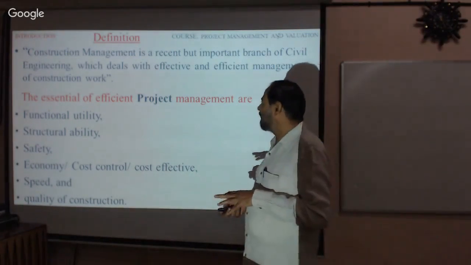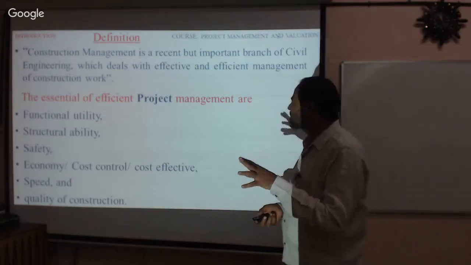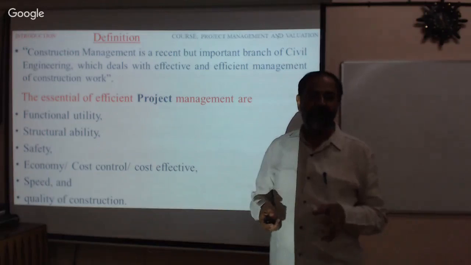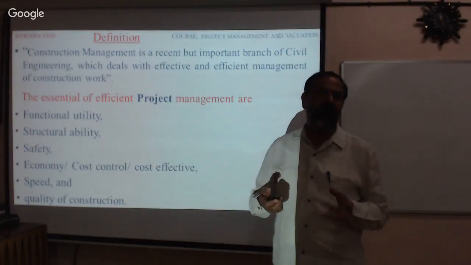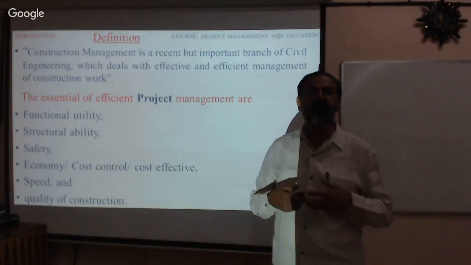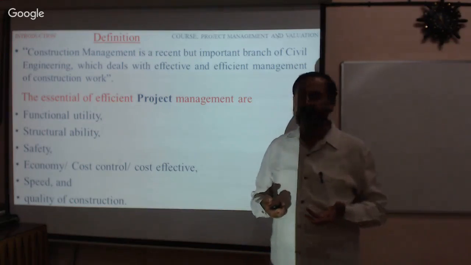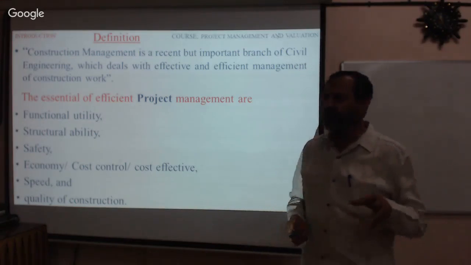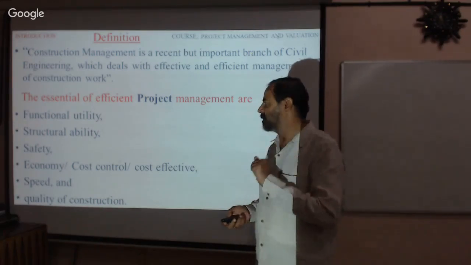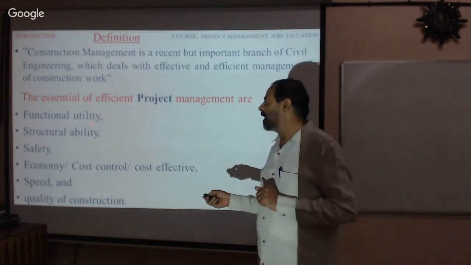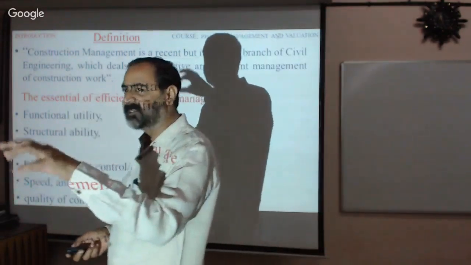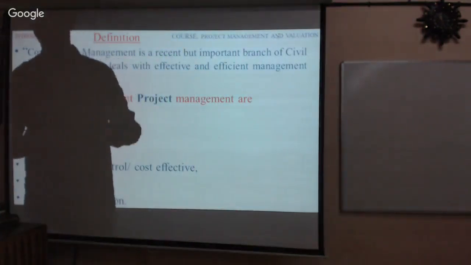Now we see management, that is, effective and efficient management of construction work. Construction work means, you can understand, it is a project. The project may be anything, civil engineering projects, other projects, or any projects. Now let us understand the essential requirements of a civil engineer. One should understand functional utility: the purpose for which the building has been done, the purpose for which the project has been done, it should be properly utilized, isn't it?